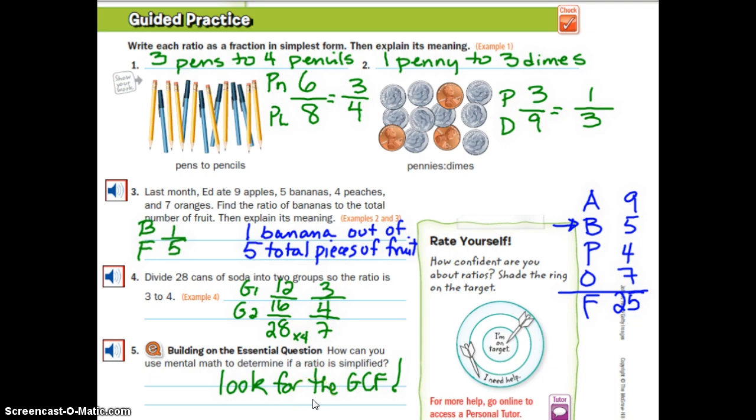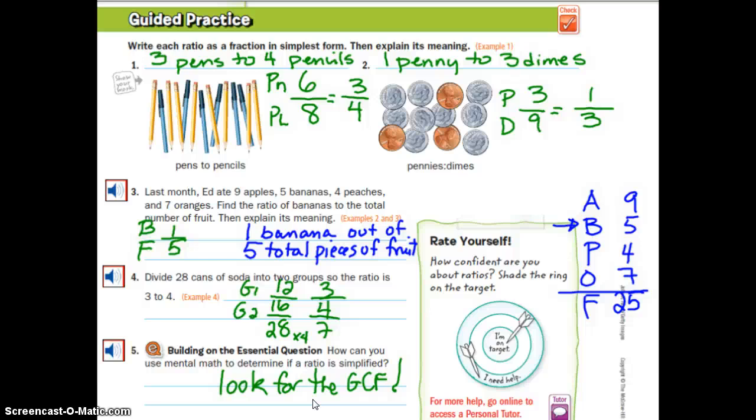Okay, check to see if you got what I got. And again, remember you have to use labels. In the case of pens and pencils, they both start with a P, so I use PN for pens and PL for pencils. We know that simplifies to 3/4, so 3 pens to 4 pencils. I used P for pencils and D for dimes, 1 penny to 3 dimes. In the fruit, in this case, I made a table over in the right-hand corner because I needed to get a total number of fruit. In this case, bananas were 5, fruit was 25. That simplifies to 1 out of 5, so we know that 1 banana out of 5 total pieces of fruit.